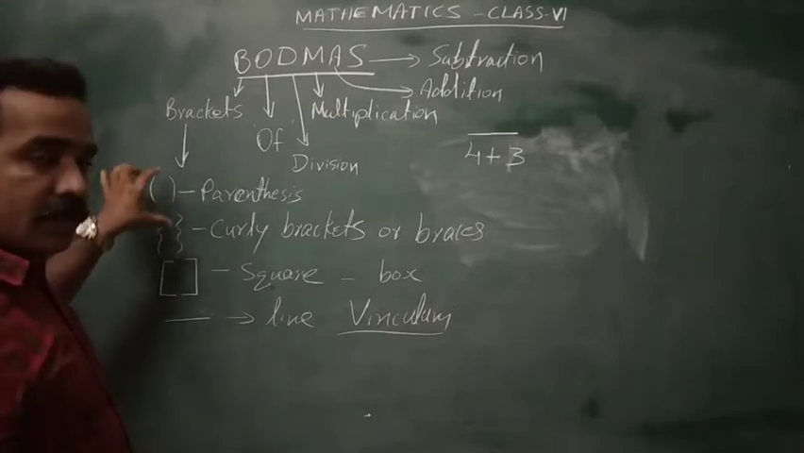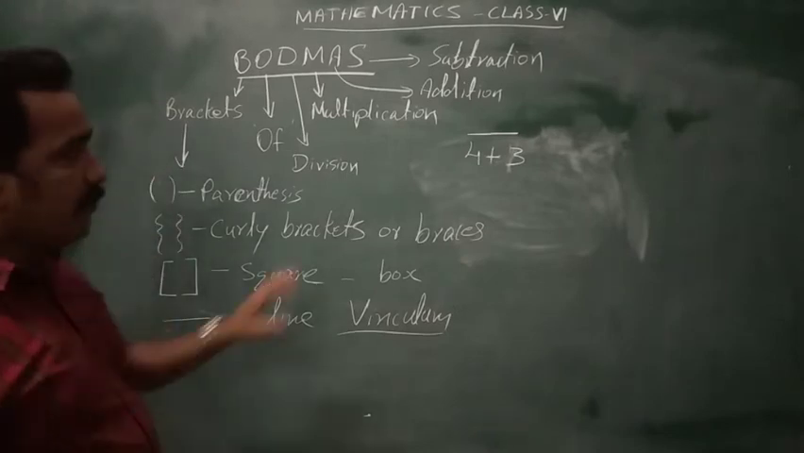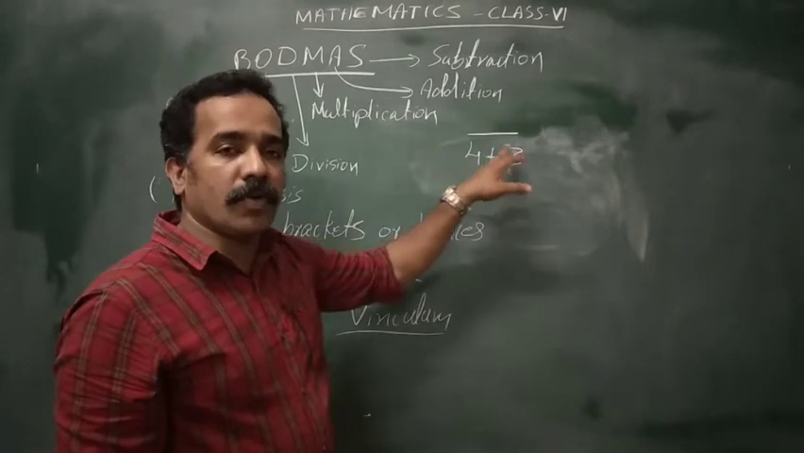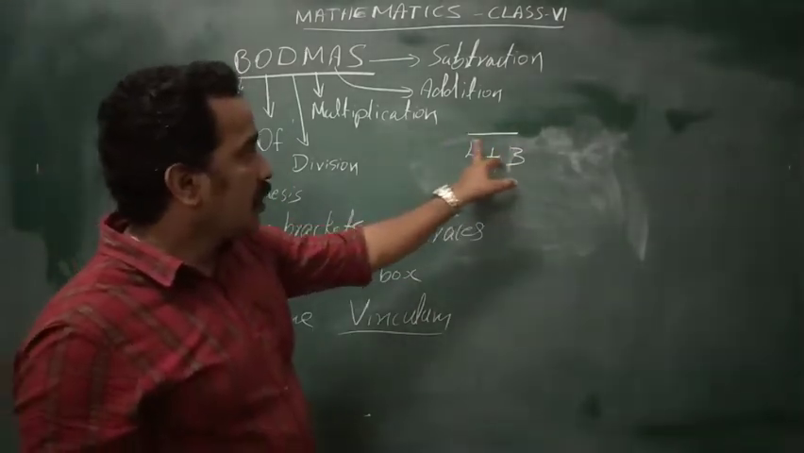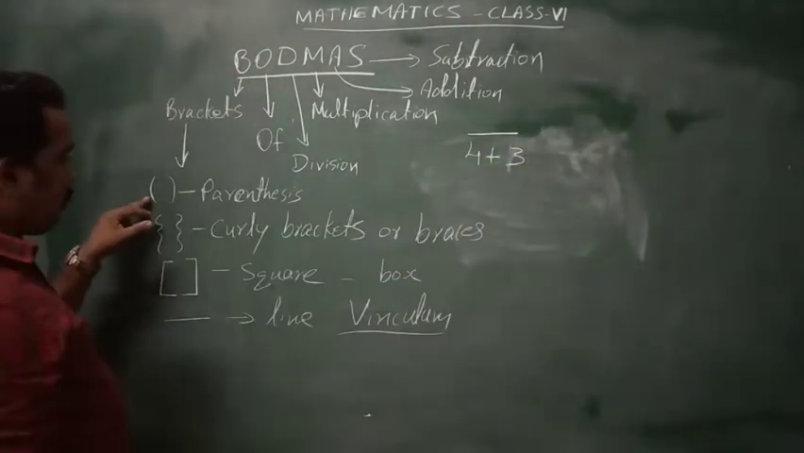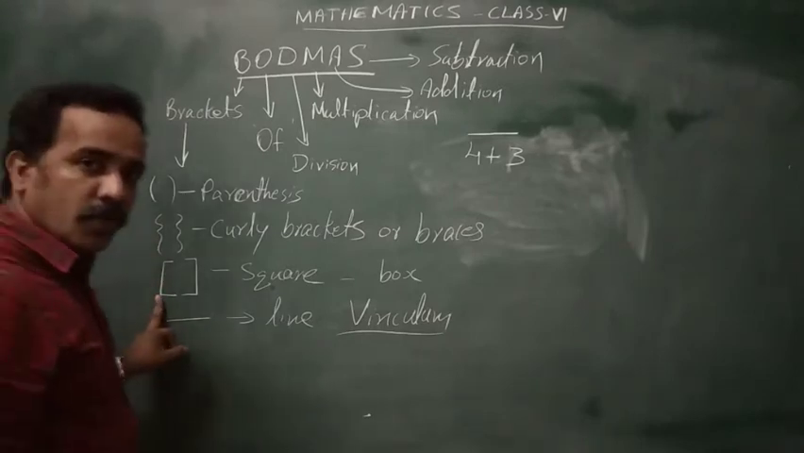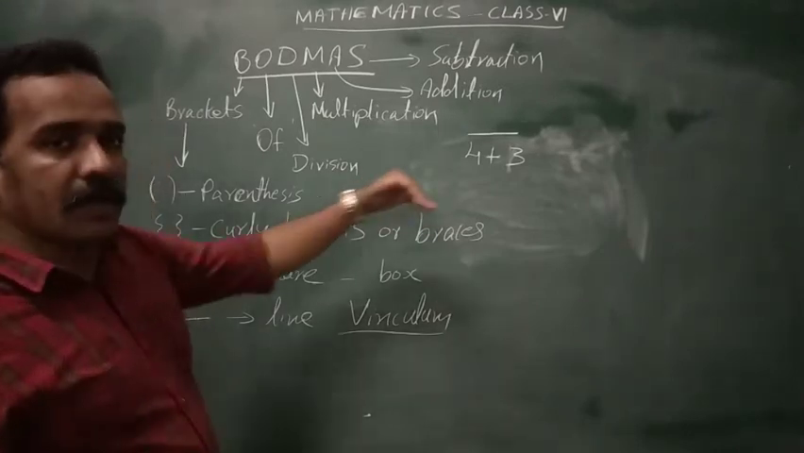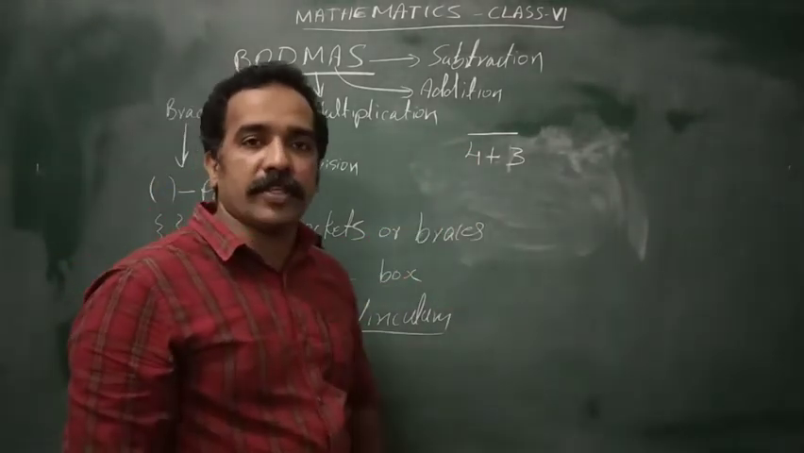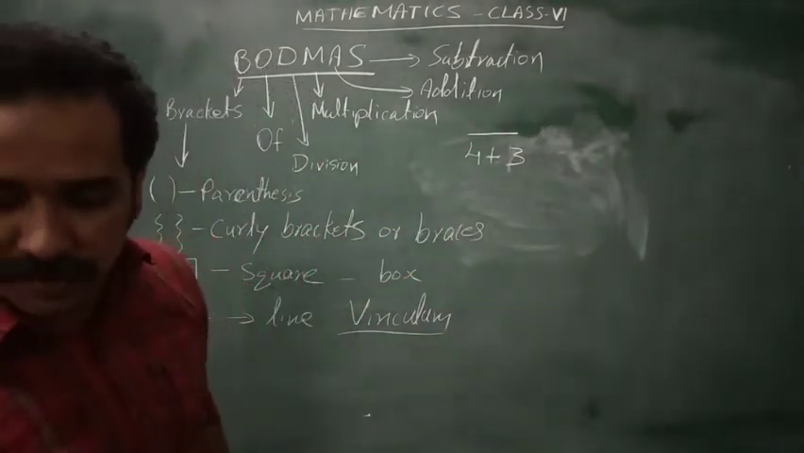So different types of bracket. The first type is line bracket or vinculum. It is denoted by a line like this. Then parenthesis, then curly bracket and square bracket finally. And then the remaining operations in that arithmetic expression. Let us see some examples.